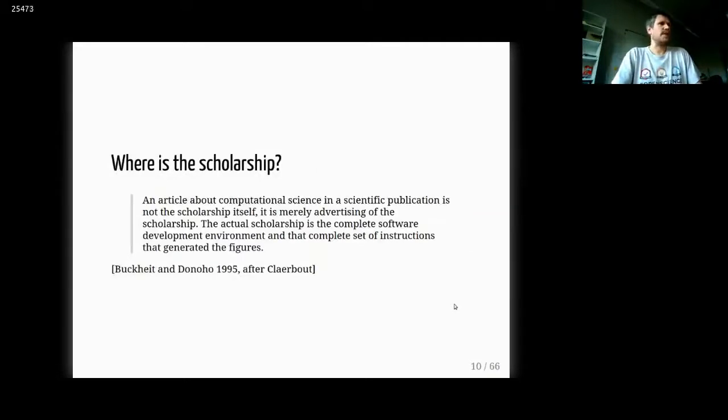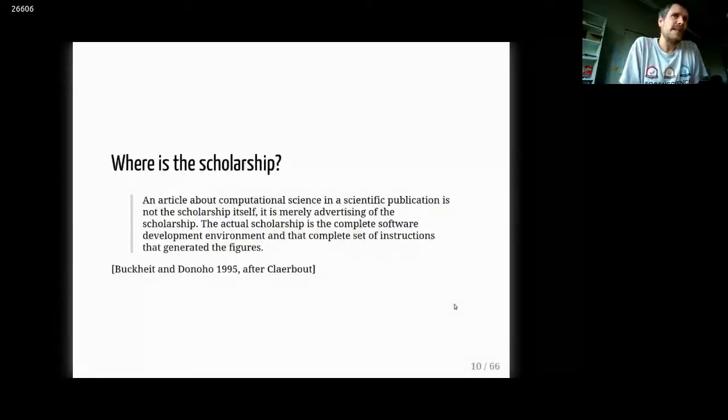So where is the scholarship? Is it what happens in the lab, or is it what happens outside? This is a rather famous quote that says that an article about computational science in a scientific publication is not the scholarship. It's merely advertising of that scholarship. The actual scholarship is the complete software, the complete environment, everything that is needed to be able to regenerate the results, the figures, the tables. Right? And that's what we want. What we favor, what we're interested in, is the scholarship, not only the advertisement.